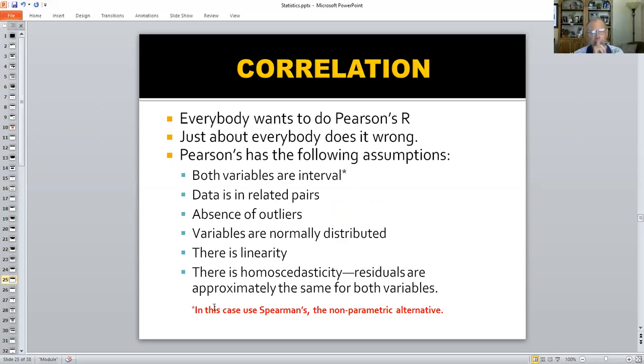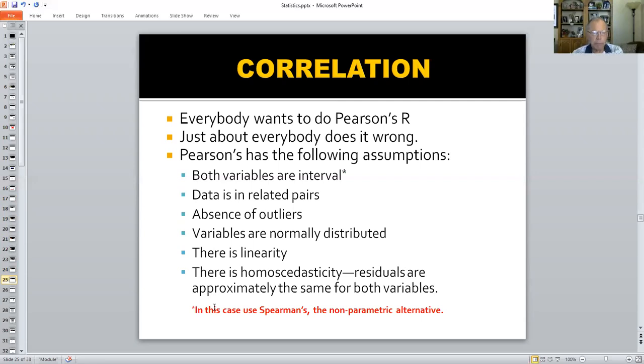Have to be interval. Second, the data, going back to your data sheet, and that's why I was kind of emphasizing that at the beginning, going back to your data sheet, the data has to be in pairs. In other words, your X and your Y have to live on the same data sheet. They don't have to live together, but they have to be on the same data sheet. For every X, you got to have a Y. Next thing, and this again, you go back to my earlier slides, you're looking for outliers. You have to adjust those outliers. You got to find out about them. Outliers will kill you.